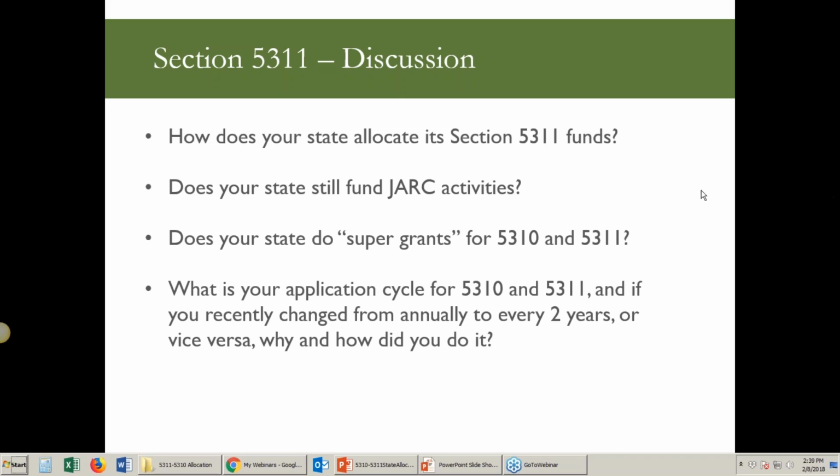Does anyone else want to comment on 5311 or 5310 or anything else about how your state allocates it? Another thing to think about is why your states do it this way, or why the priorities are set as they are. Marcel, you mentioned the criteria and evaluating them. If those change, how frequently do those priorities change, or the scoring based on what the goals are in the state for the transit programs and mobility? Kari and Marcel, maybe you could speak to that.